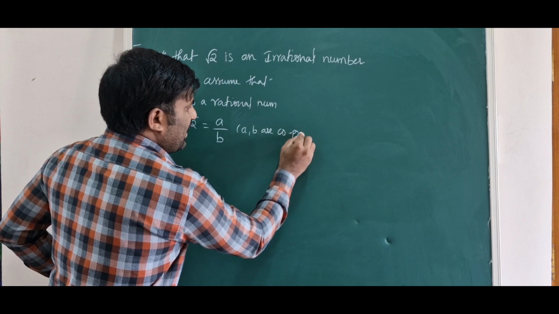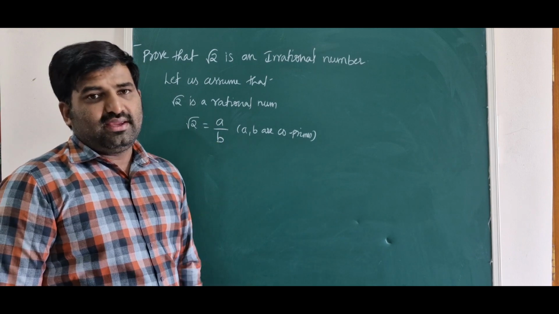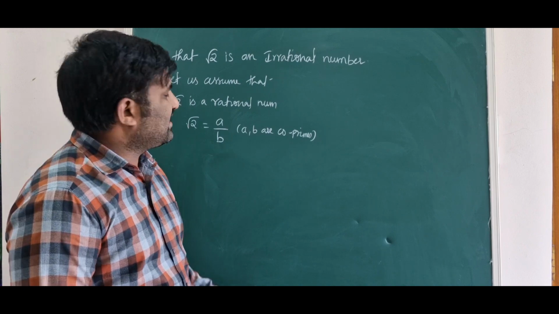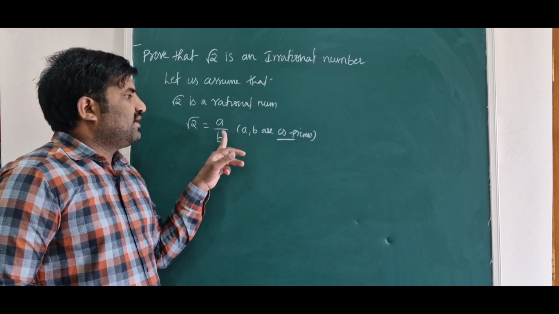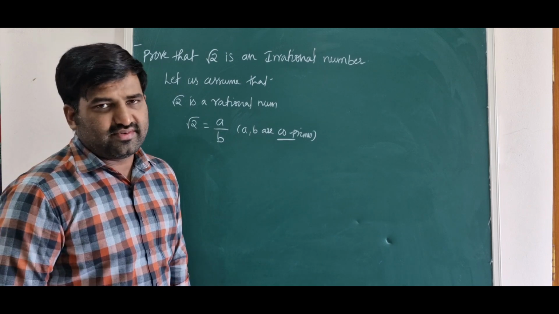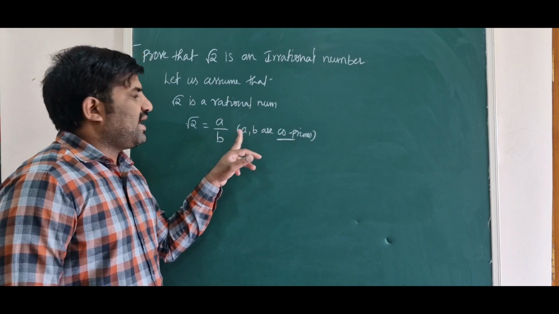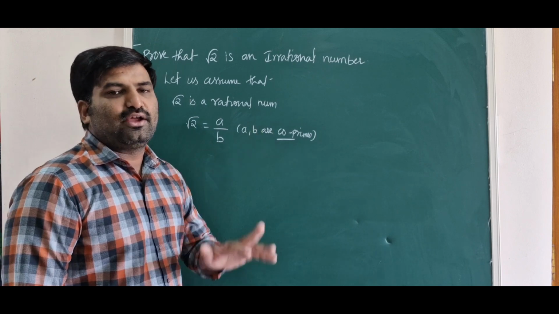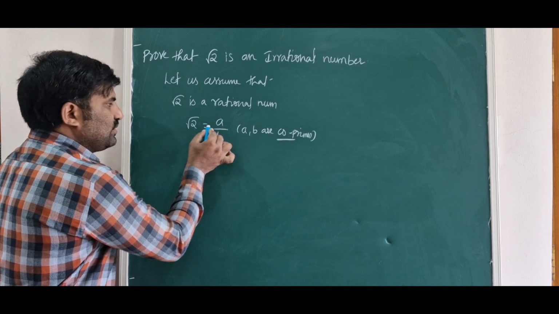What is the meaning of co-prime here? If numbers a and b don't have any common factor except 1, we can say they are co-primes. This is the important point here, because we are taking that a and b are co-primes. At last we will say that a and b are not co-primes, so what we have assumed is wrong. That's why you should remember that a, b are co-primes, so a and b do not have any common factor except 1. So root 2 is equal to a by b, which is the definition of a rational number.